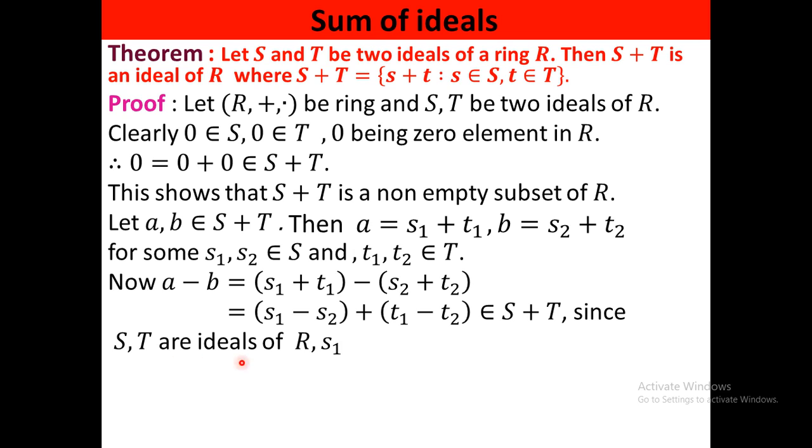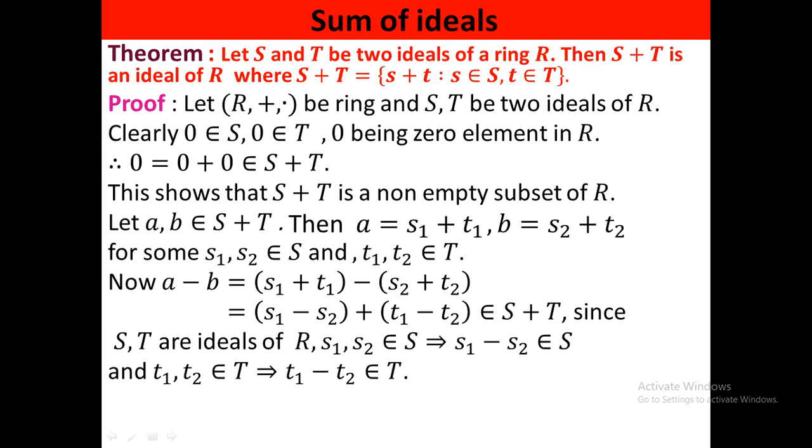Since S and T are ideals and S1, S2 belong to S, that implies S1 minus S2 belongs to S. And similarly, since T is an ideal and T1, T2 are two elements of capital T, T1 minus T2 must be an element of T. So S1 minus S2 is an element of S. That is two terms in the addition. The first term is from S, and the second term, that is T1 minus T2, is from T.